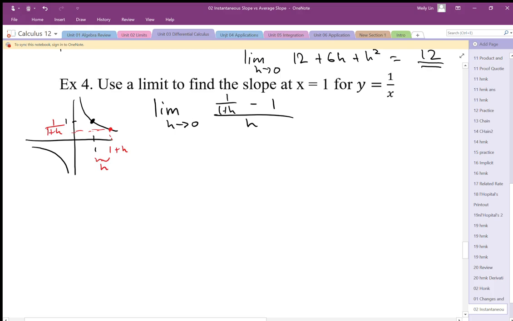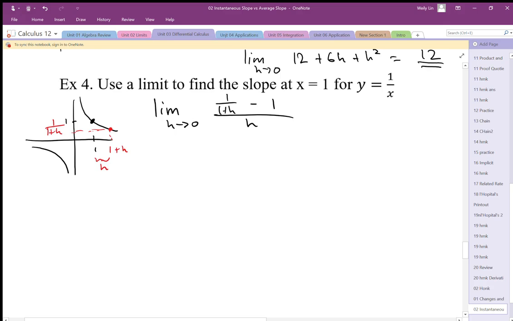Okay, so here's my ratio. It's going to be 1 over 1 plus h minus 1, the red minus the 1, and then divided by the 1 plus h minus 1, so that's going to be my rise and run. Okay, so right now I have 1 minus 1 over 0, so 0 over 0. I have to get rid of that divide by h.